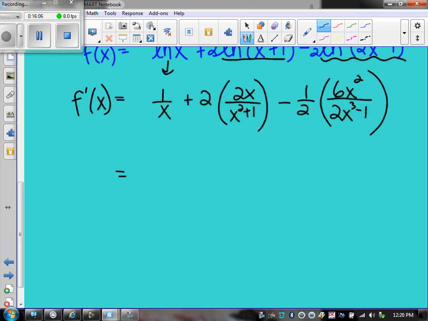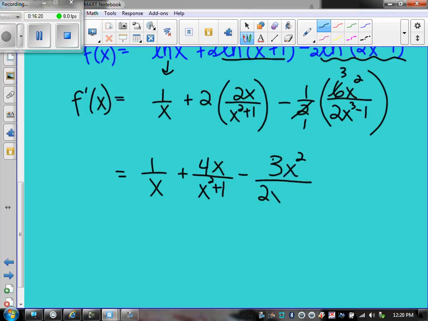I can try to simplify this a little bit more. I have a 1 over x. I have a plus 4x over x squared plus 1. And I have, can I take this and reduce it? Make that really a 3x squared over 2x cubed minus 1.